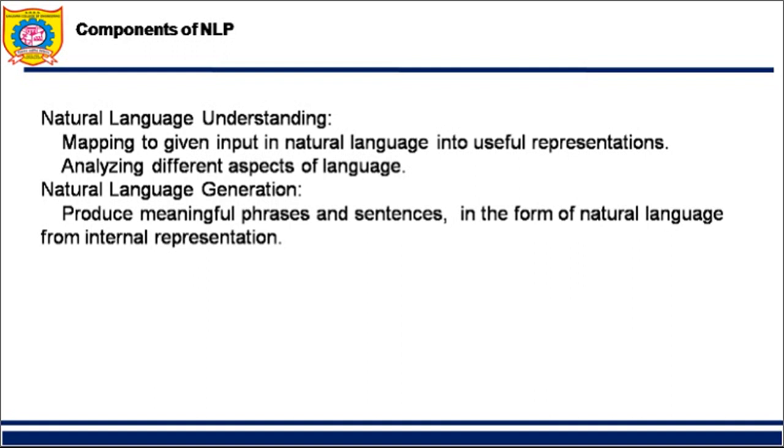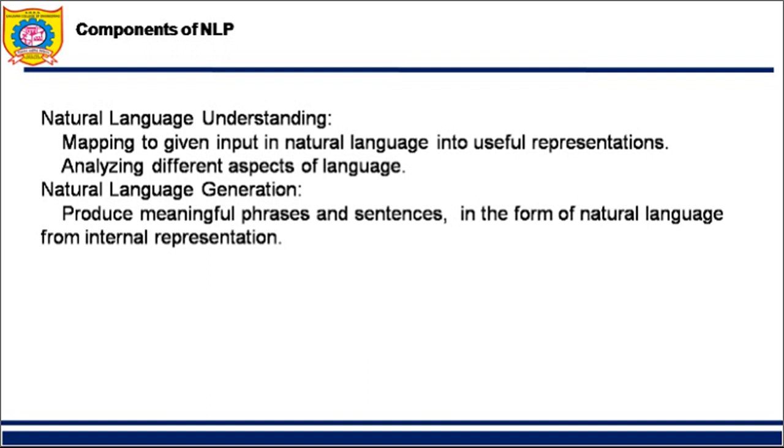So NLU is necessary. And the second one is NLG, natural language generation. It produces meaningful phrases and sentences. So here generation is there, okay? Generation of phrases and sentences in the form of natural language from internal representation. So for NLG, that is generation, I require text planning. What is text planning? Retrieve relevant content from the knowledge base. Whatever I feel is relevant, I want to retrieve it. Then I want sentence planning: choose required words for setting the tone of sentences. I want text realization, that is mapping the sentence plan into sentence structure.